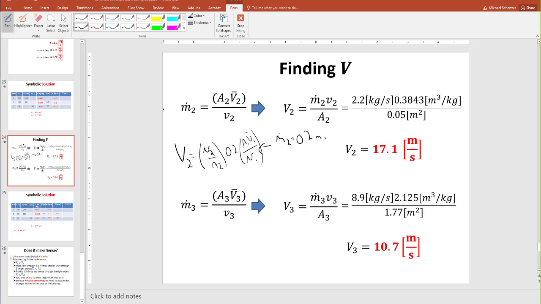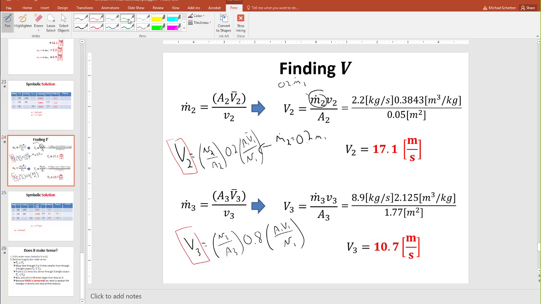Does that make sense? I know we've tried this now 3 times, but hopefully it is clear how we got this. This just comes from this expression, but I subbed in that m dot 2 is 0.2 times m dot 1. And we could do the same thing here, say that v3 is going to be equal to little v3 over A3 times 0.8 times A1 V1 over little v1. And these were the things that I wanted to know, these different velocities.